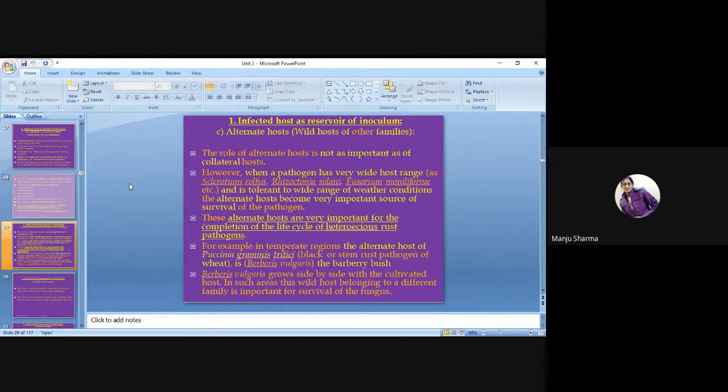For example, in temperate regions, the alternate host of Puccinia graminis tritici, that is the black or stem rust pathogen of wheat, is Berberis vulgaris, the barberry bush. So barberry grows side by side with the cultivated host. In such areas, this wild host belonging to a different family is important for survival of the fungus.